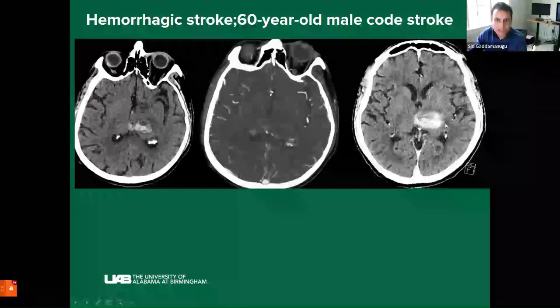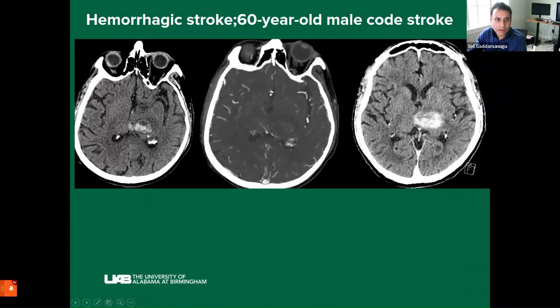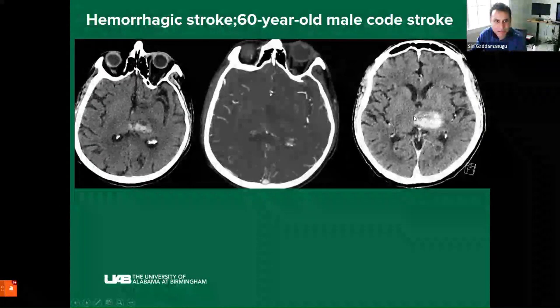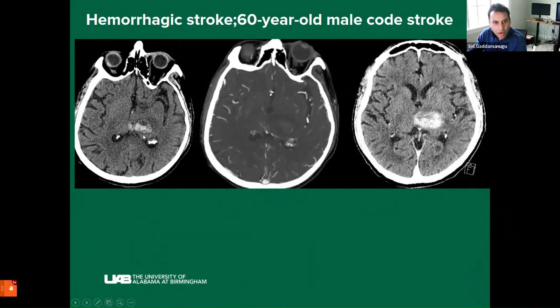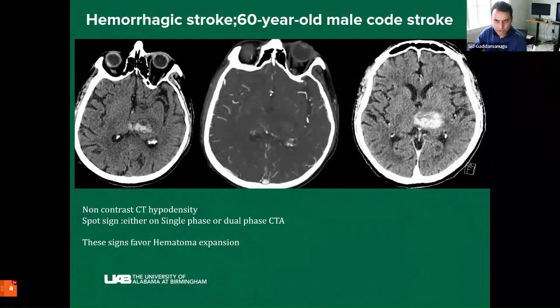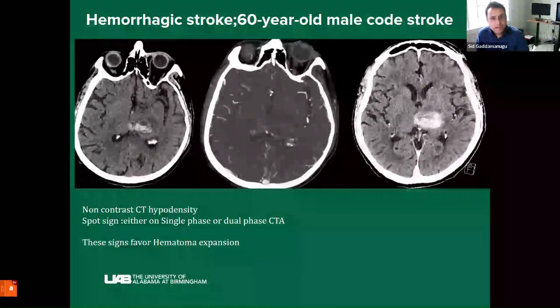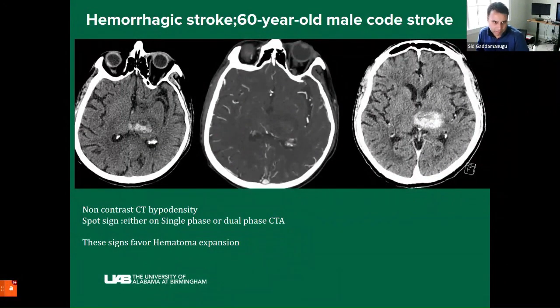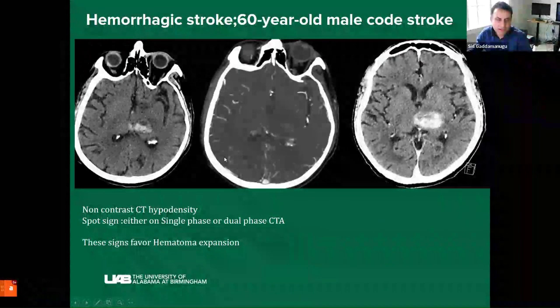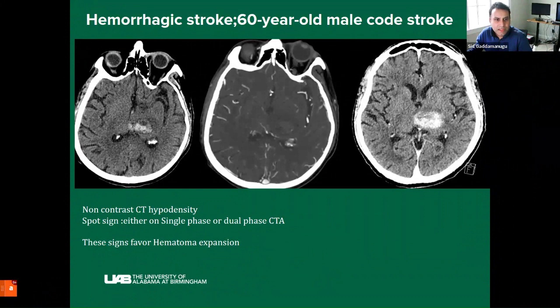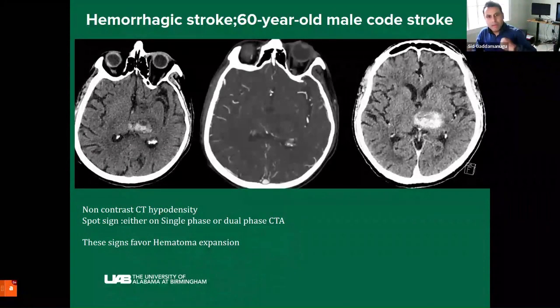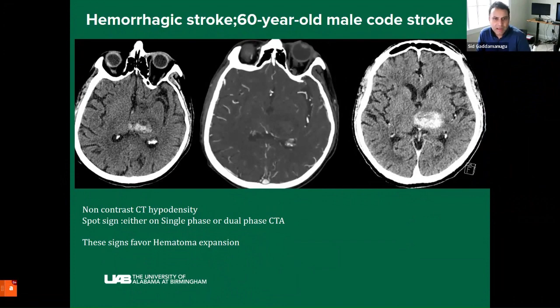And this was the hemorrhage just 2 hours later. So from 2 hours later, this hemorrhage is much denser and much larger in size. And in combination, the active contrast extravasation, which is called the spot sign, and the hypodense CT sign are both predictors of hemorrhage expansion. So these signs favor hematoma expansion. Now, many centers, when they see these two signs, have given factor 7 procoagulant infusions, but that has now been proven to have limited value in preventing hematoma expansion.